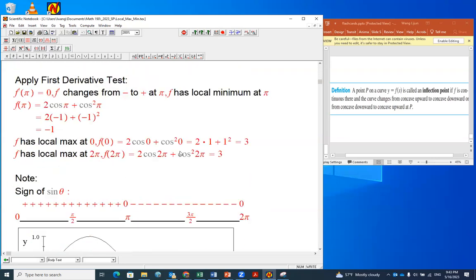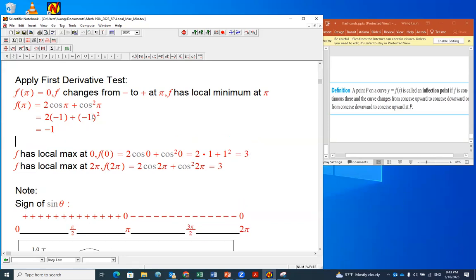We have local max at 0, right? So we have a local min here. Local min is at pi, f of pi, right? f of pi is -1. And local max, this is a point on the curve, right? And there's another point. The other point is 0, f of 0, which is 3. And another local max is going to be at 2 pi, 3.